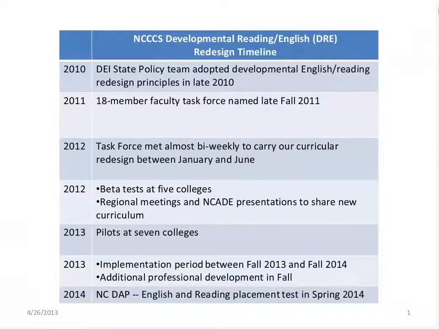And then finally, I just wanted to mention that we have had our initial meetings with the College Board regarding the creation of the English and reading portion of the North Carolina Diagnostic Assessment and Placement Test. And that test will be available in spring 2014. We're working closely with them on the design of that test, and that process is underway as well.